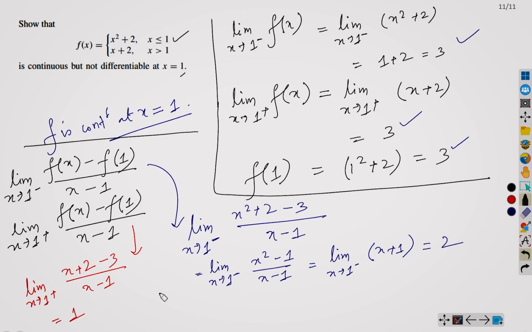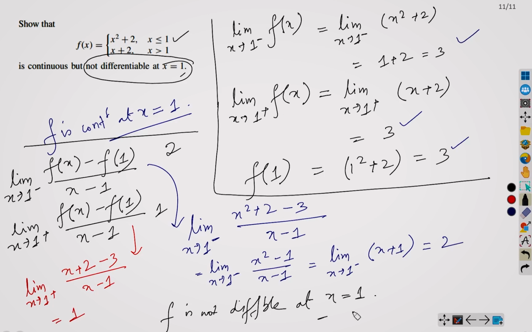Check that. Our left hand limit is 2, but our right hand limit is 1. Even though the limits exist, they are not equal. Therefore, the function is not differentiable at x equal 1. So we can conclude here that f is not differentiable at x equal 1.